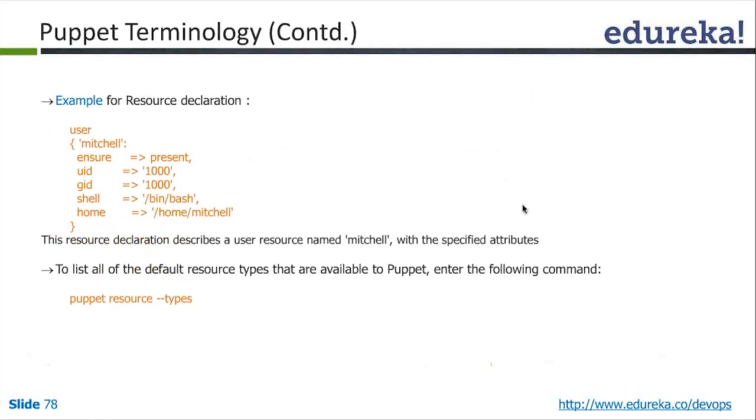So this is how resources are declared. This is the case of a user. This resource declaration describes a user resource named Mitchell with the specified attributes, and a resource like this will then be applied across all the systems where it needs to be applied. To list all the reports, you can run this command.